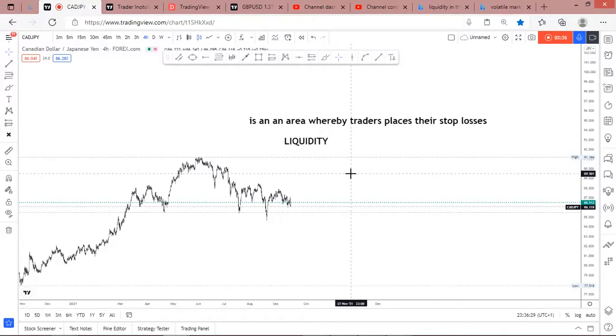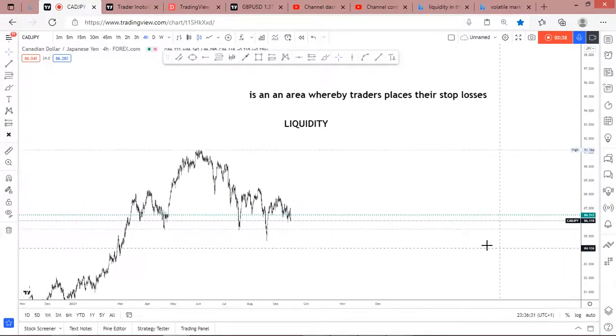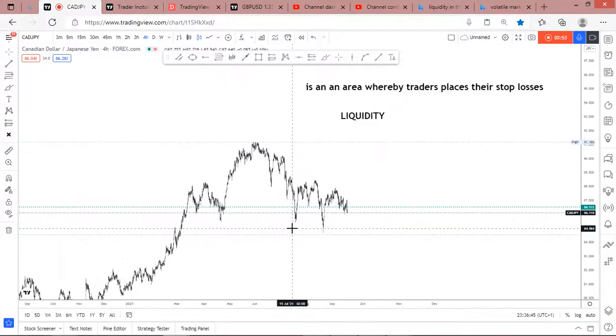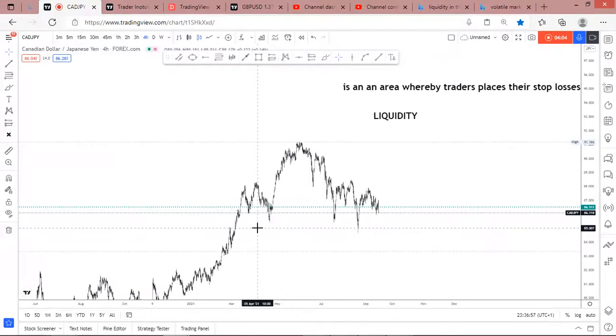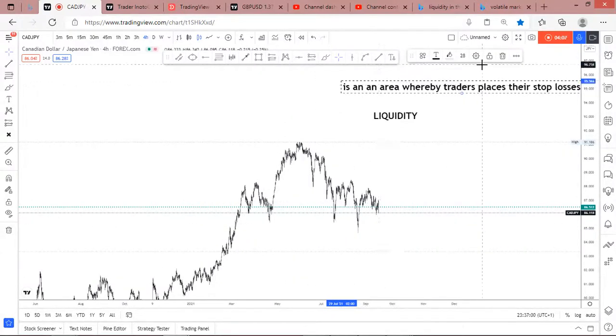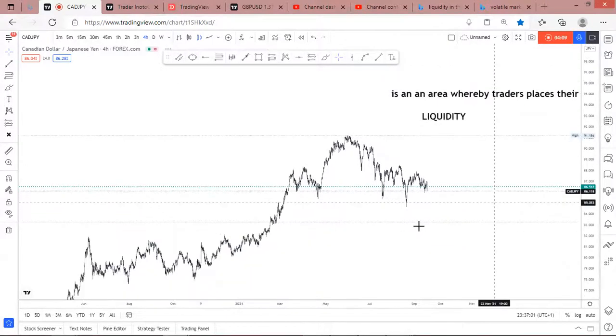Now, right here, this is CADJPY, and you've been taught to sell at resistance, buy at support, sell the double top, buy the double bottom. That's a mistake. So we're going to mark out areas that most retail traders are more likely to trade from and see how price reacted to these areas. Okay, let's just play with it.